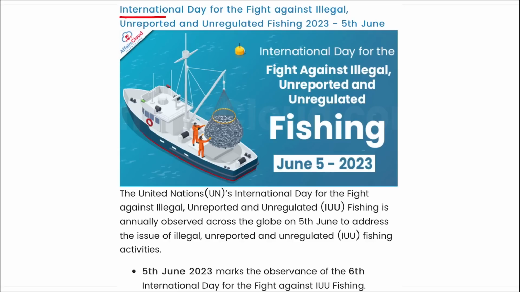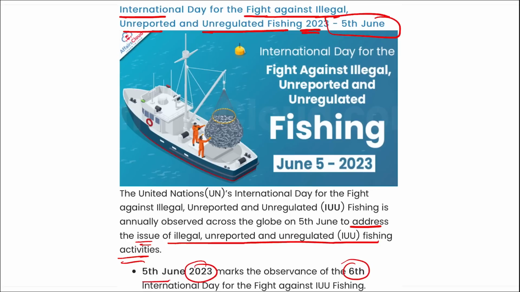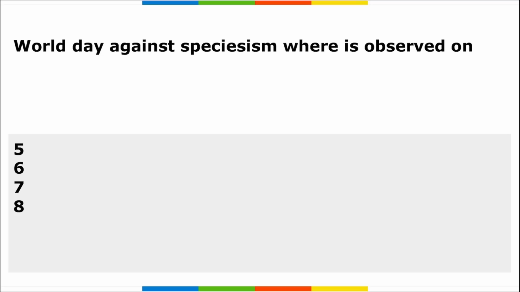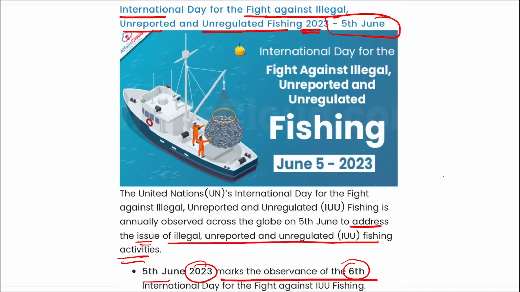Next, International Day for the Fight Against Illegal, Unreported and Unregulated Fishing 2023. This day is also observed on 5th of June, and it is to address the issue of illegal, unreported and unregulated fishing activities. Correct? And this year in 2023, it was the 6th edition of this International Day for the Fight Against Illegal, Unreported and Unregulated Fishing. So the first ever edition, we can say, was observed in 2018.